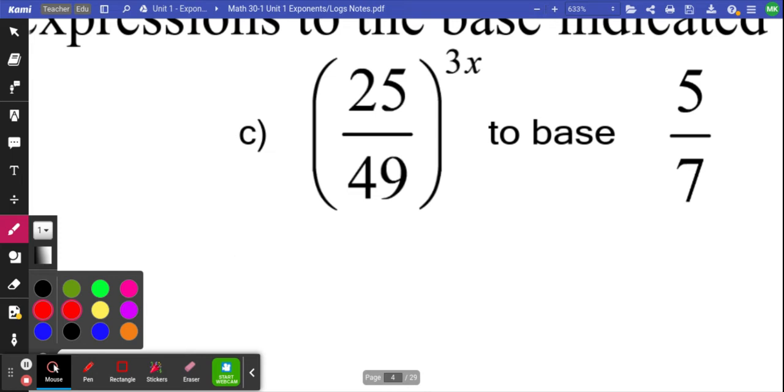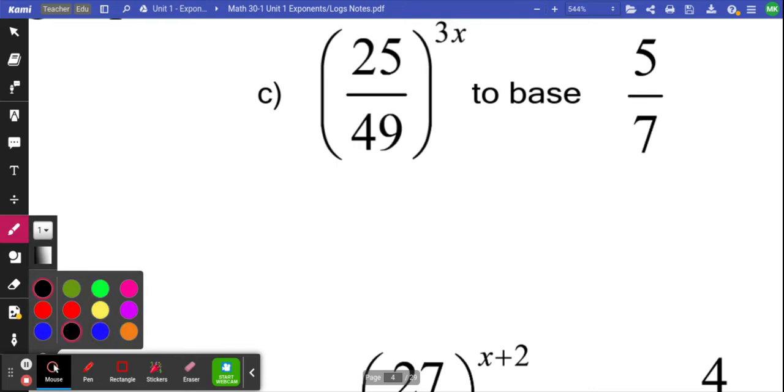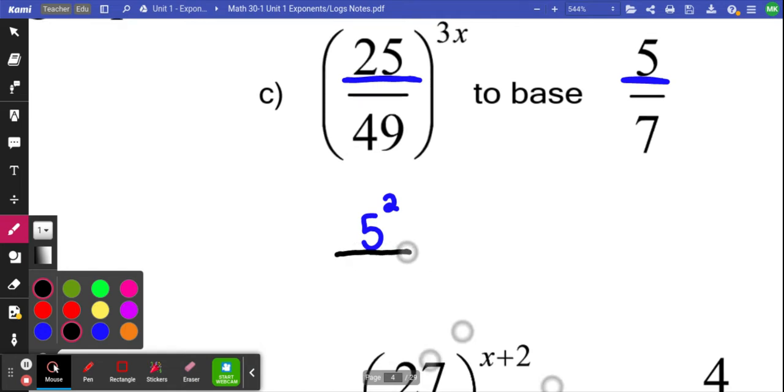So if I wanted to do this with fractions, it's telling me to change it to base 5 over 7. Looking at this, I could change 25 to base 5 by making it 5 squared. Agreed? Below that, I've got 49. I could rewrite 49 as 7 squared.